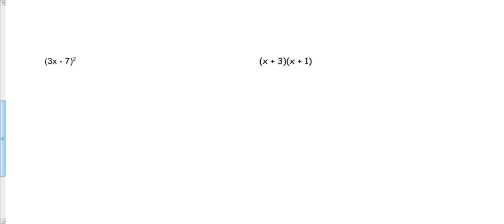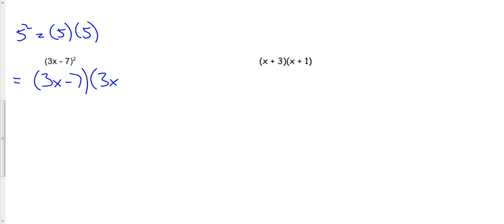squared. This is what we call a perfect square. And in order to do this, remember there's one extra step, and that means we have to expand this out. So just like, for example, 5 squared is the same as saying 5 times 5, 3x minus 7 squared is the same as saying 3x minus 7 times 3x minus 7. Okay? And again, I'm going to use my FOIL pattern. So I'm going to do the same thing I've done before.